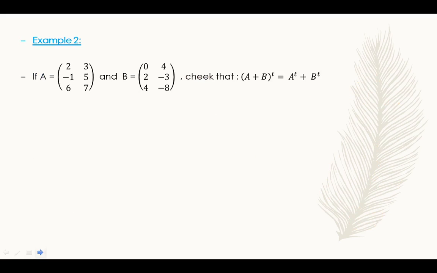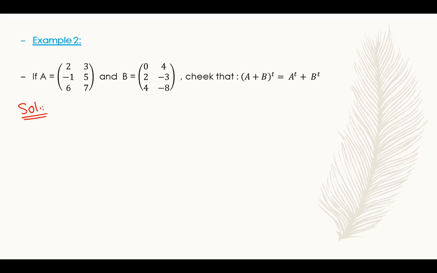Example 2: if A is the matrix 2, negative 1, 6, 3, 5, 7, and B is the matrix whose elements are 2, 0, 2, 4, 4, negative 3, negative 8. Check that the transpose of A plus B equals A transpose plus B transpose. Check means to prove. We want to prove that the transpose of A plus B is equal to A transpose plus B transpose. So let's solve it together.